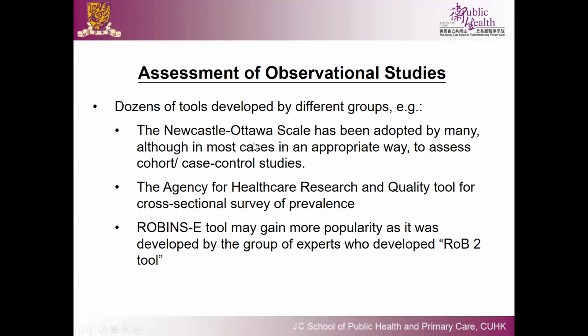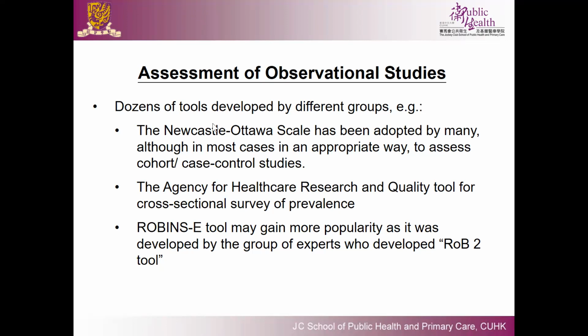And so if you want to do a systematic review of cohort studies or case control studies, you may consider this one because at least it was used by many other people, right? So you can justify your choice by citing previous studies. Oh, other people also used it before, right? And for cross-sectional studies of prevalence, you may use this one, AHRQ, for assessing cross-sectional studies. I think you can Google search this tool.